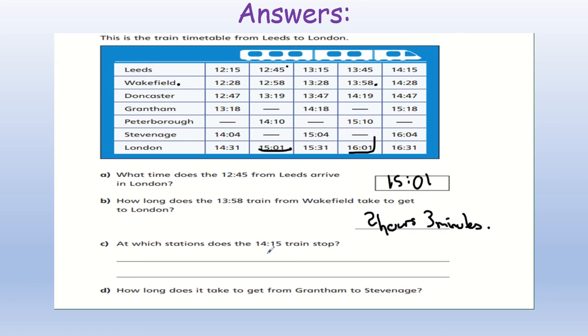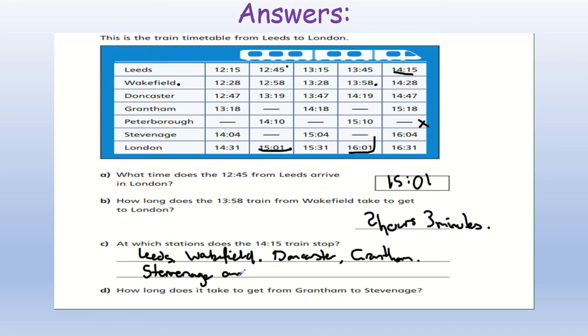C. Which stations does the 14:15 train stop at? Well, where's the 14:15 train? Here. So it stops at Leeds, Wakefield, Doncaster, Grantham. It doesn't stop at Peterborough, but then it carries on to Stevenage and London.